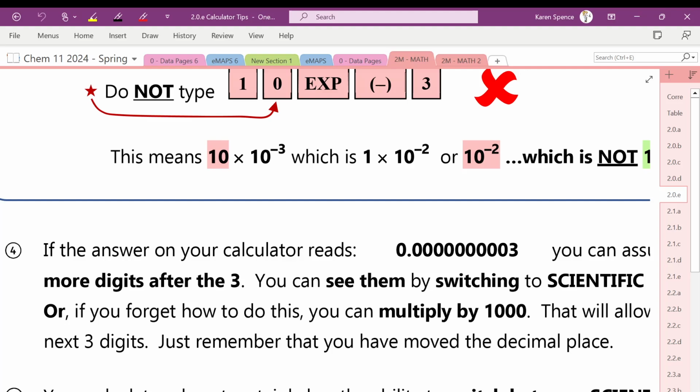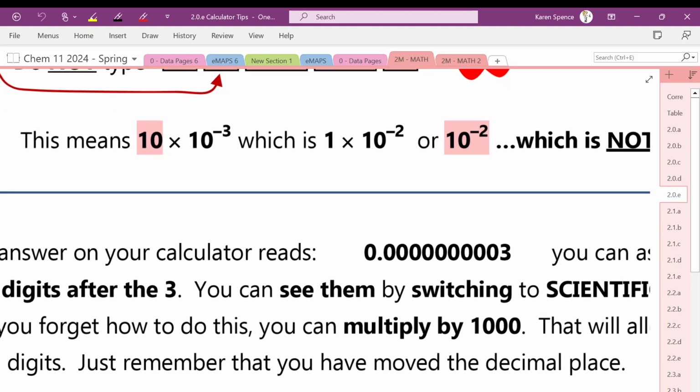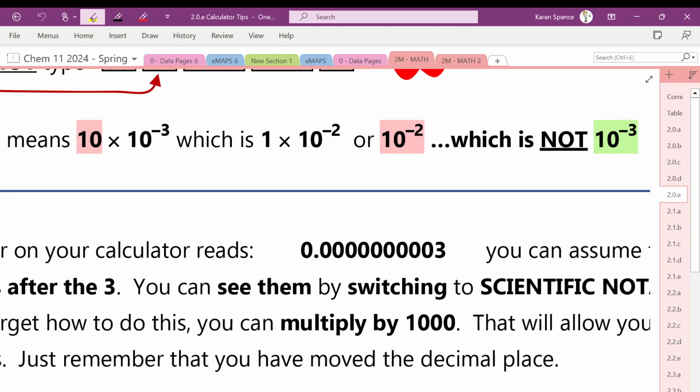Because even if your calculator doesn't regularly do this, if you forget your calculator and you need to borrow one and it does this, then you need to know what to do about it. If your answer to a question says 0.00000 and then there's one number at the end, do you think this thing really just has one digit in it? No. There's a bunch of other digits that have fallen off the end of the calculator. They've just been chopped off.